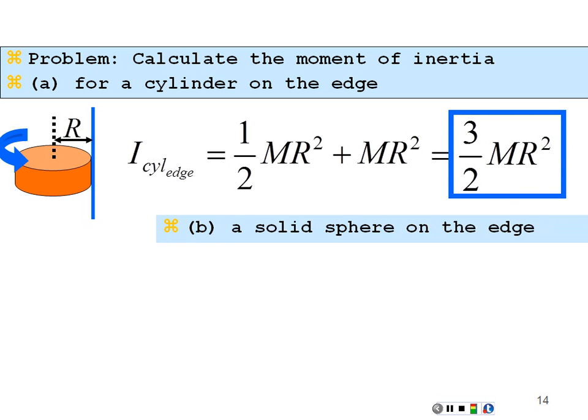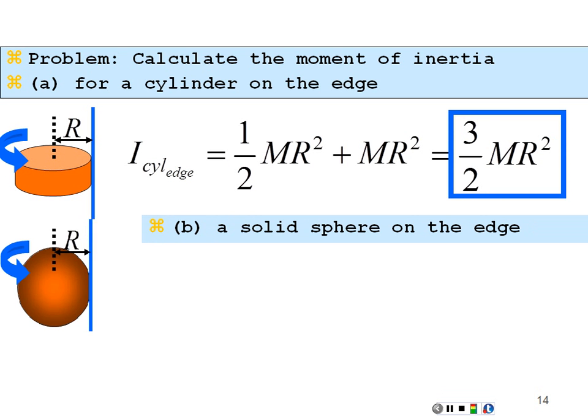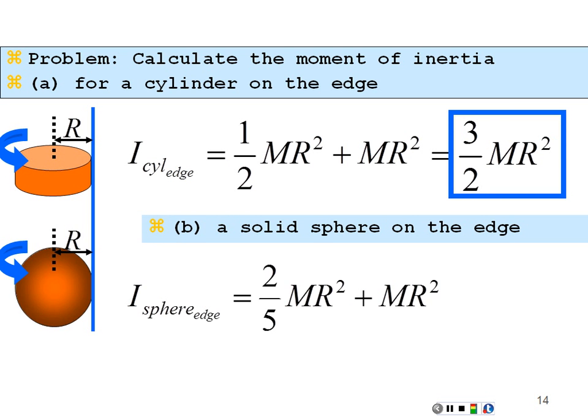If I did the same thing for a sphere on the edge, I would have 2/5 mr squared for the moment of inertia of the sphere plus an mr squared for moving the axis a distance r, and that will be 7/5 mr squared. So even a sphere on its edge will still be less than the moment of inertia of a cylinder on its edge by the fraction of 3/2 to 7/5.